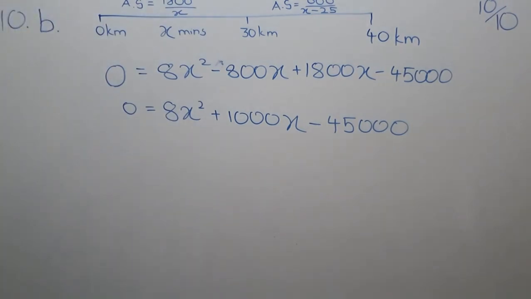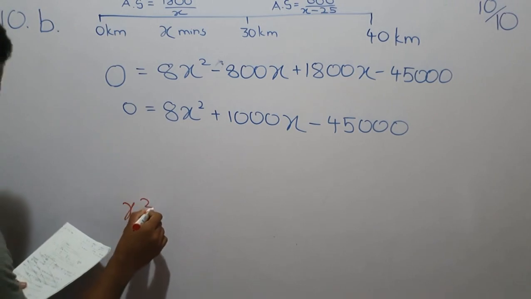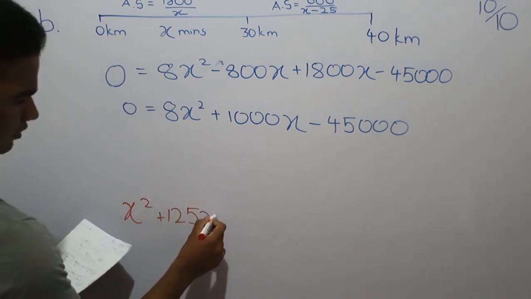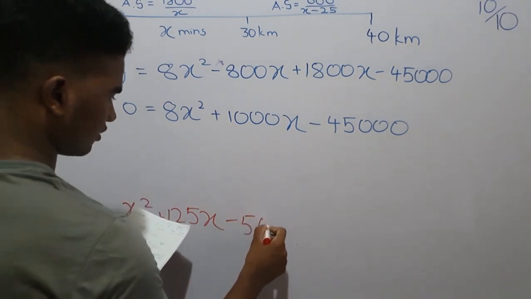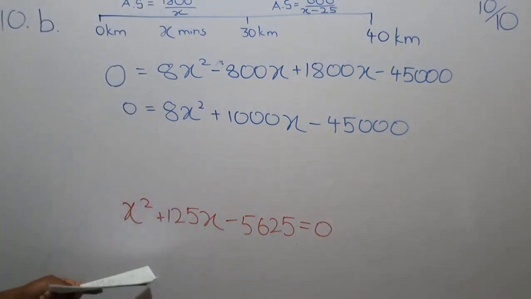Now look at the question. What they asked us to prove is this equation: x square plus 125x minus 5625 equals 0. This is the equation they asked to prove.